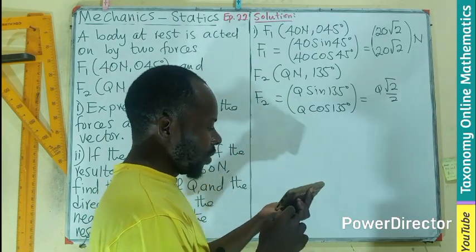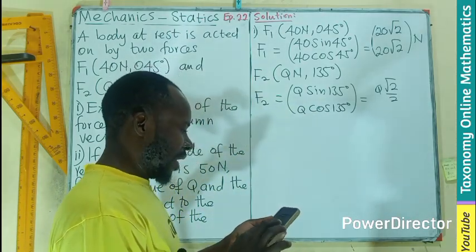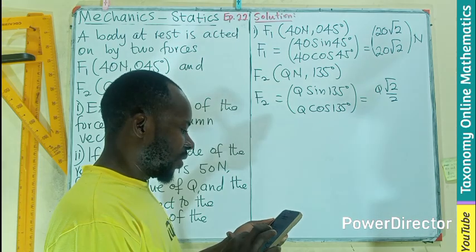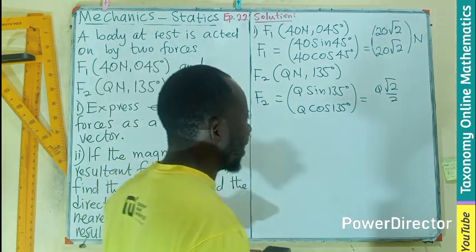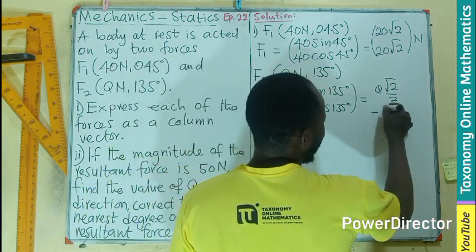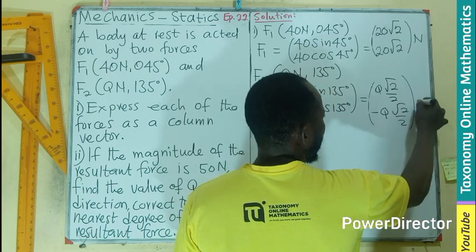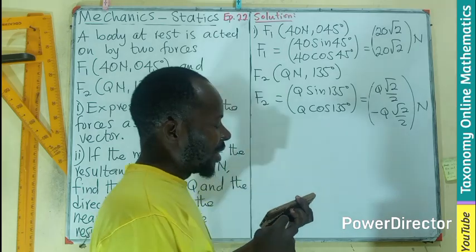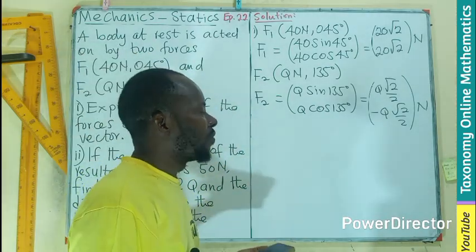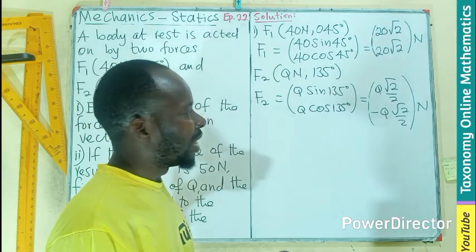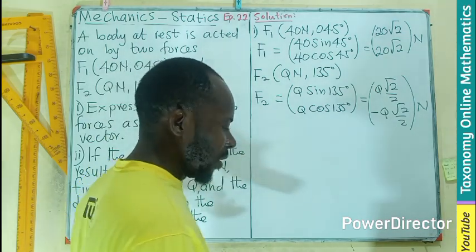And I guess this will be similar. If not, let's see, we have cos 135. That will be similar but negative. So I have negative Q root 2 on 2. We can also write this as 0.5 Q root 2, negative 0.5 Q root 2. I think that will also look nice.